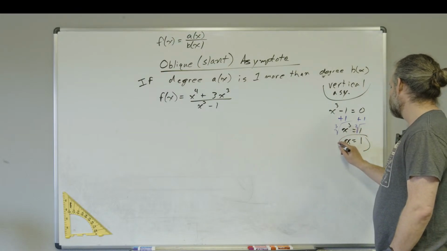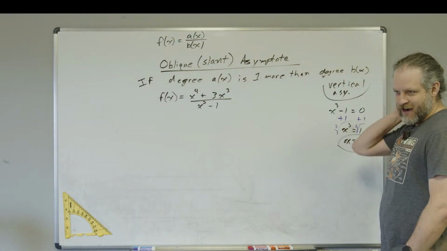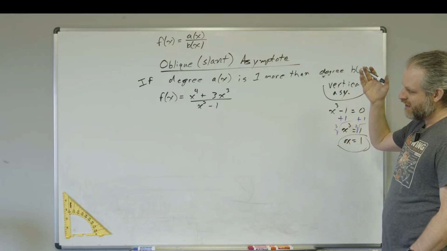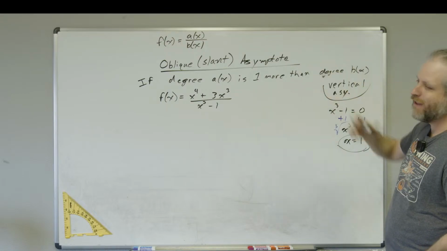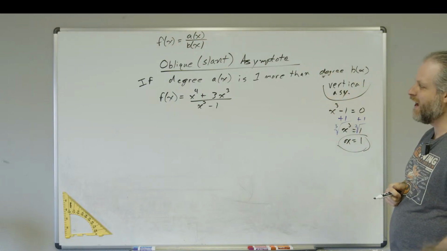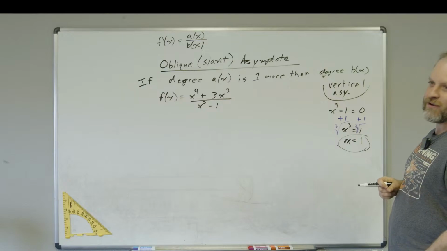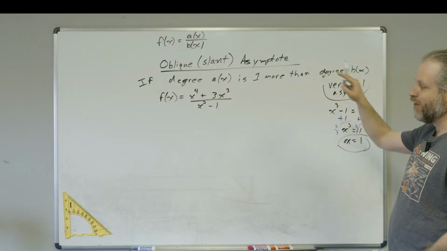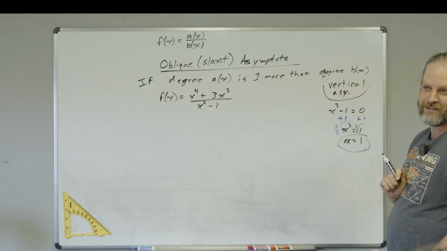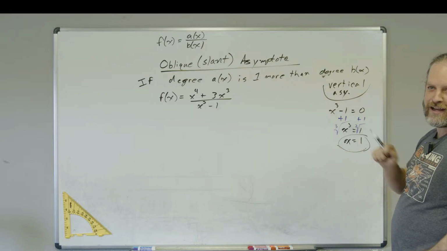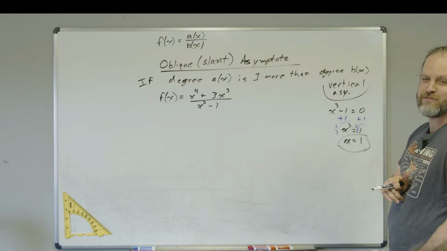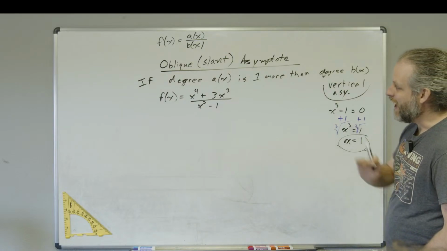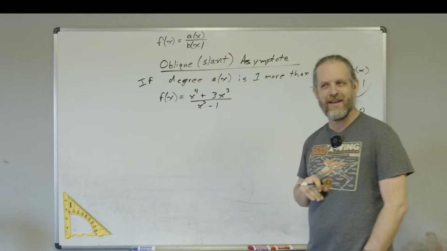Wonderful. Now, we need to figure out what the oblique asymptote is. Okay? So what we do to figure that out is we divide the numerator by the denominator. We will get a line as our answer. That line is where the asymptote is. So how do we divide the numerator by the denominator?